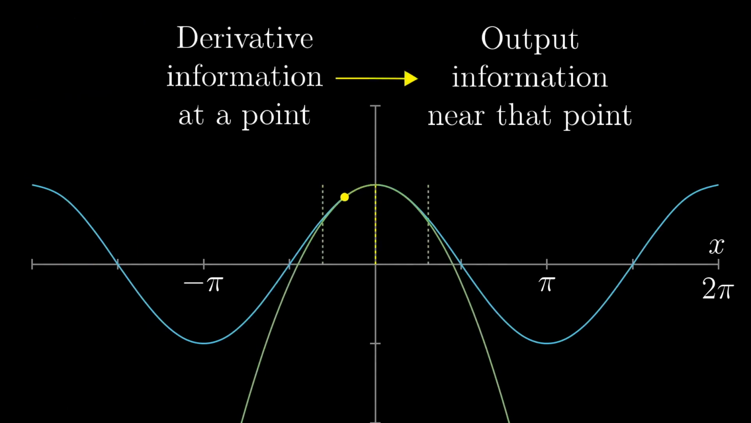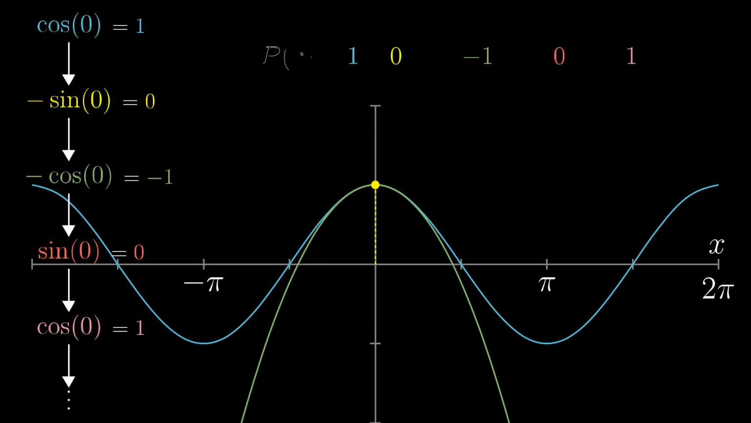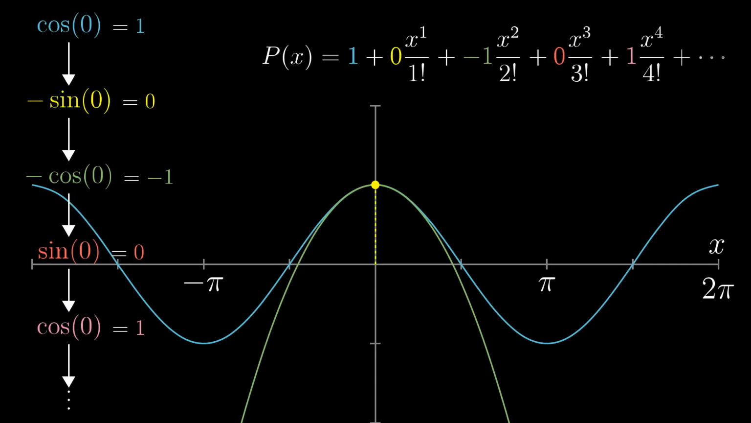So what we're doing is leveraging that information to get an approximation around this input. And you do it by creating a polynomial whose higher order derivatives are designed to match up with those of cosine, following the same 1, 0, negative 1, 0 cyclic pattern. And to do that, you just make each coefficient of the polynomial follow that same pattern, but you have to divide each one by the appropriate factorial. Like I mentioned before, this is what cancels out the cascading effect of many power rule applications.